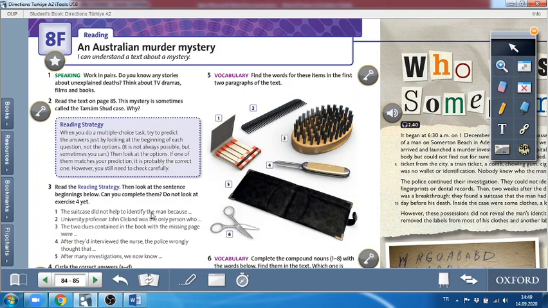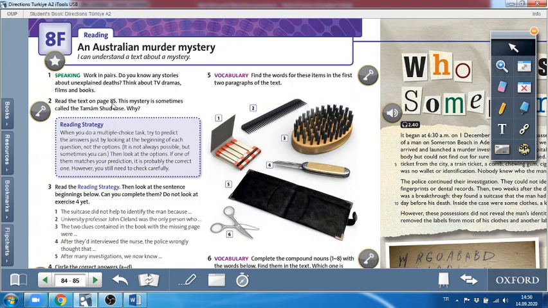Work in pairs, the first part. Do you know any stories about unexplained deaths? Think about TV dramas, films, and books. Unexplained deaths. The criminal is not known. There are some TV shows on TLC, I think. At midnight it is shown. And the unexplained deaths are also common in some films and books.